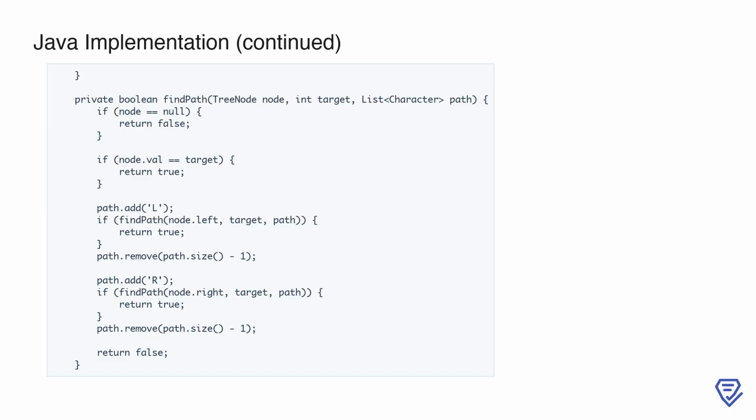The findPath method is a recursive helper function that identifies the path from the current node to the target value.